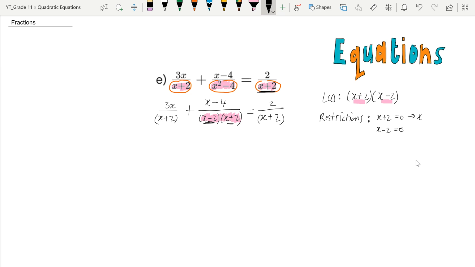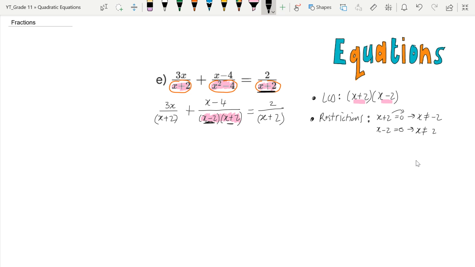So that means that my x cannot be negative 2. Just took that one over, hey? And that also means that my x cannot be positive 2. Because if that happens, the denominator will be 0 and this will become undefined. Okay, the worst is over. We found our LCD. We had to factorize first. And we stated the restrictions.